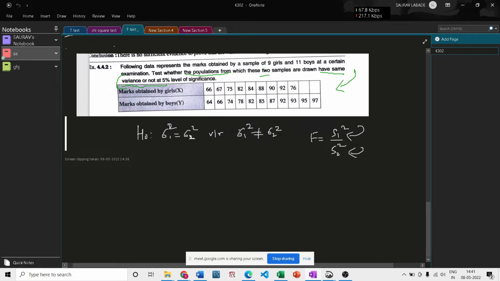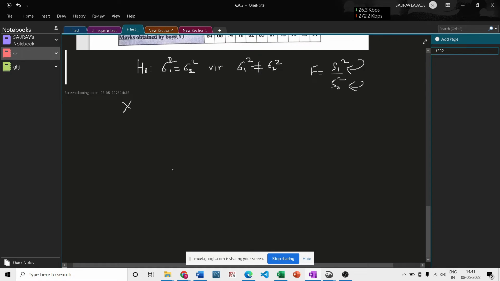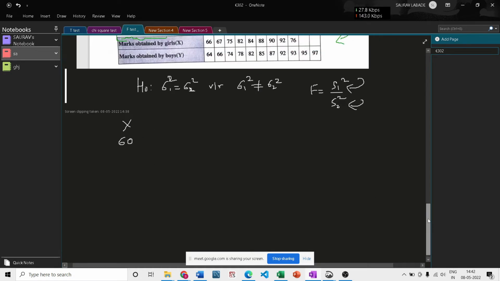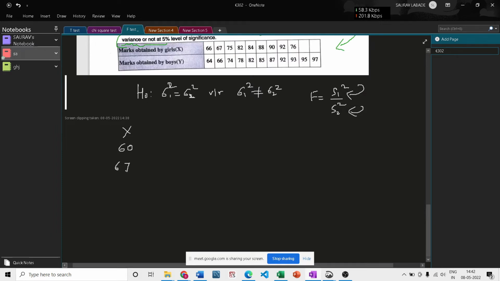I am subtracting all the x values. The x values are given, right? So what are those values? It is 60, 60, 67, 75, 66, 82, 84, 88, 90. Okay, so these are all the values of x, right?